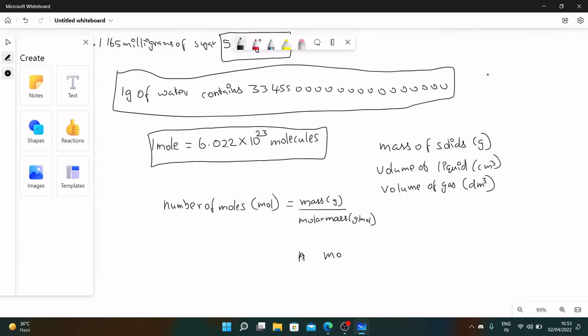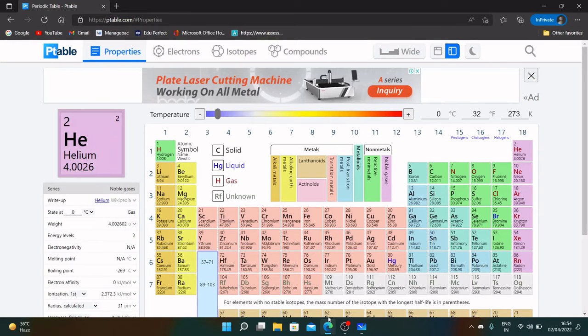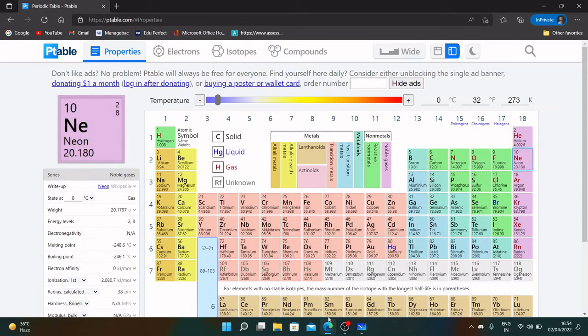The number of moles in 6 grams of carbon. This is what we have to find out. To find that, we need to go to the periodic table. In a periodic table, every element has two numbers, the atomic number and the mass number. The atomic number is the number at the top and the mass number is the number at the bottom. Over here, we want to look at the mass number.